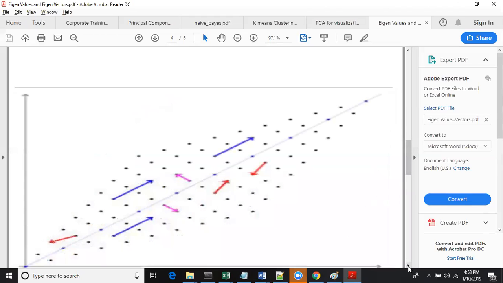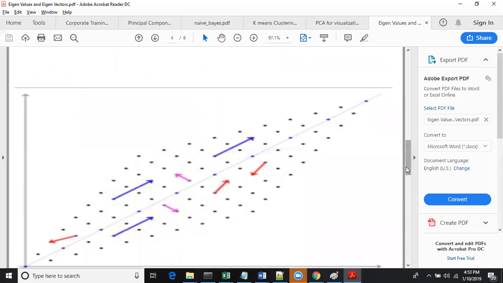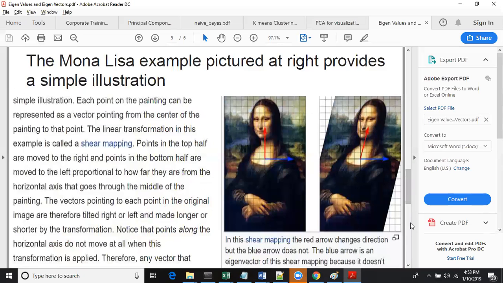Understood, right? Amit, any questions on it? So like, you're saying that the eigenvectors will be those... are you able to hear me? Yeah. So eigenvectors will be those where the arrows don't change, right?